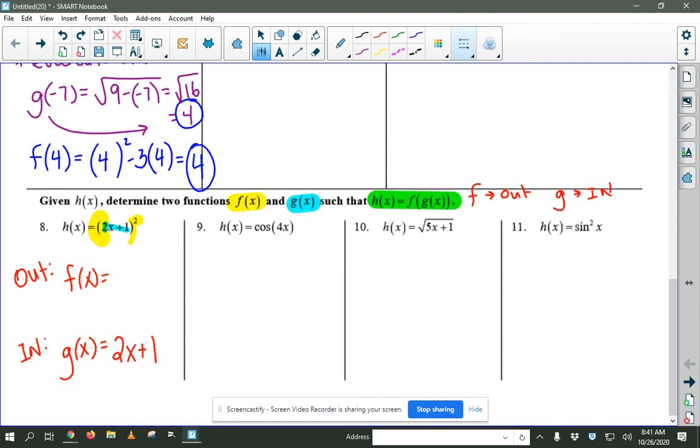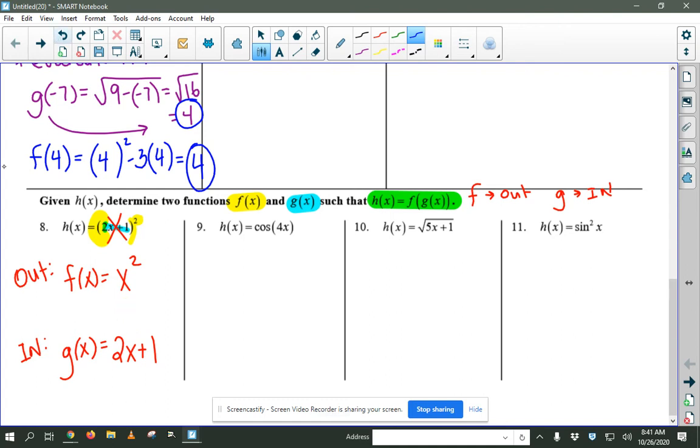This is what's tricky for people. That 2x plus 1 is inside of x squared. My outside function is x squared. That 2x plus 1 is replacing an x to create that x squared. And you can always go back, sorry about that phone, you can always go back and double check and say, does this make sense? Does it make sense that 2x plus 1 would go inside of x squared to create this h of x function? And the answer is yes.